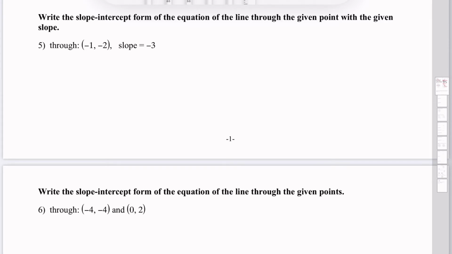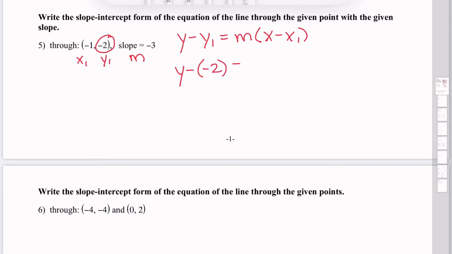So we're going to treat our point as x1, that x value in your coordinate, and then y1. And we're going to use the point-slope form to solve. So again, our slope is our m value, so y minus y1, which we said was negative 2, we're going to plug that in, equals m, which is negative 3, times x minus x sub 1, which is negative 1.